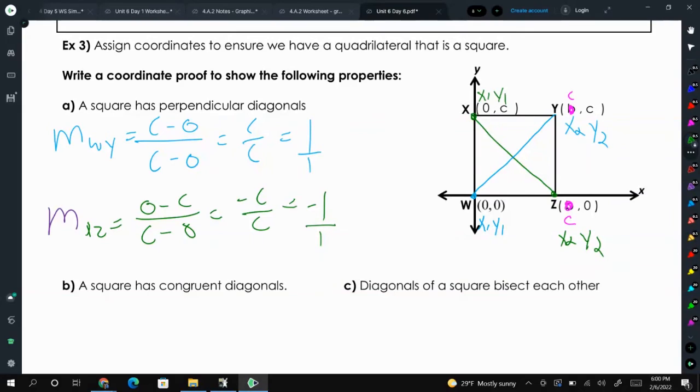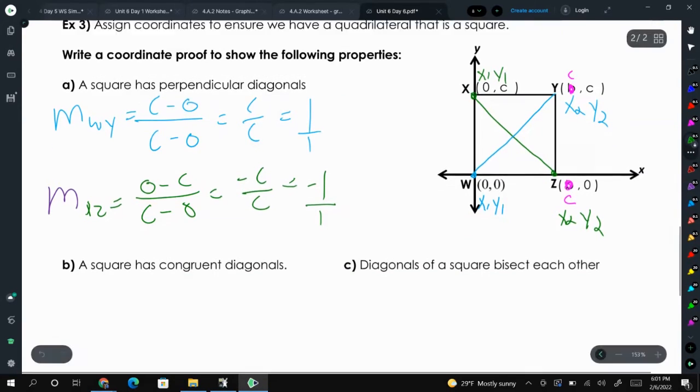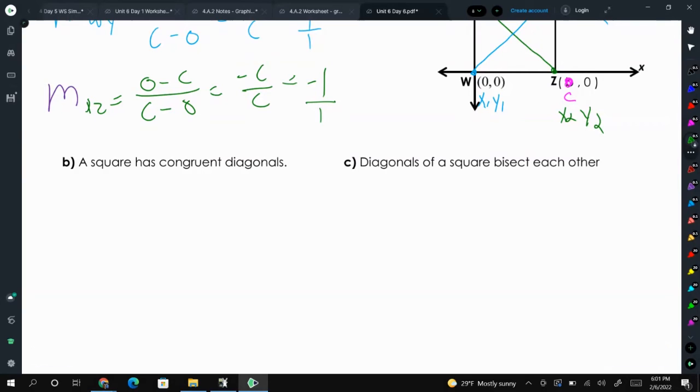Now, that doesn't tell us right away that this is a square because a rhombus also has perpendicular diagonals, and so does a kite. So just based on letter A that we just did, we know that this has to be either a kite, a square, or a rhombus. If we show that this has congruent diagonals and that the diagonals bisect each other or have the same midpoint, then we can say that this is a square.